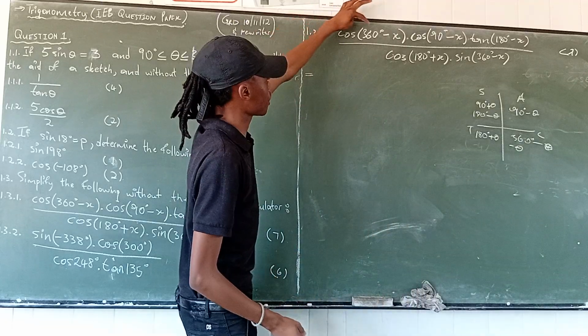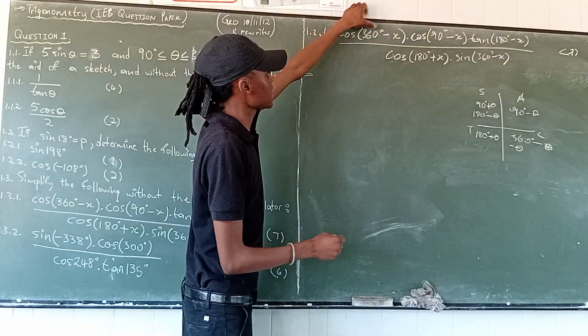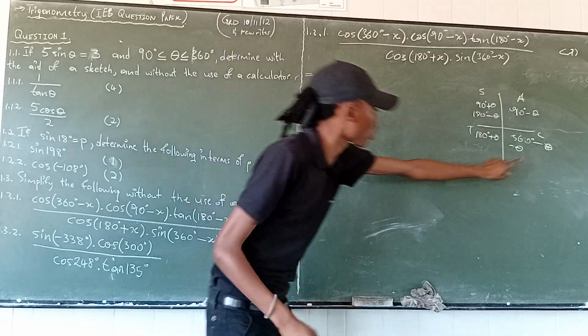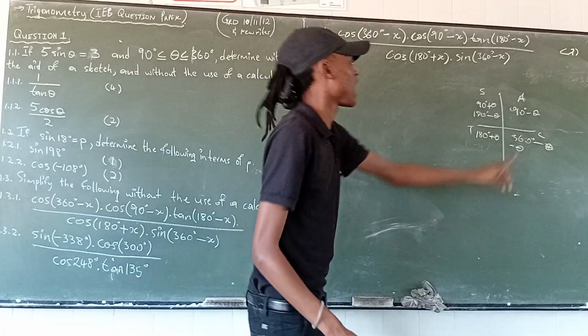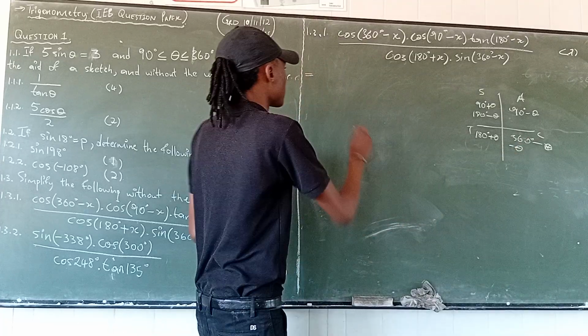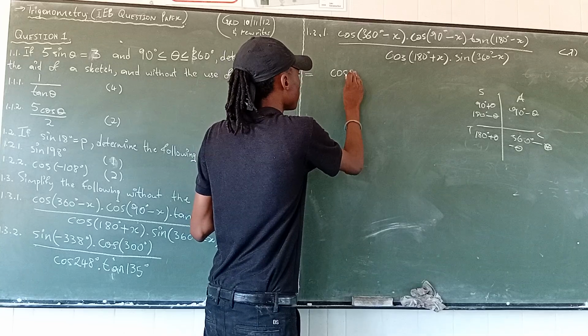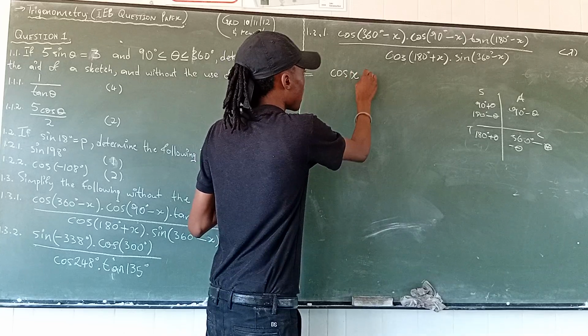Now let us change this one. We can see that the cos of 360 degrees minus theta is on our fourth quadrant. How is the cos then? The cos is positive. Therefore, we're going to leave it as positive cos of x, times.